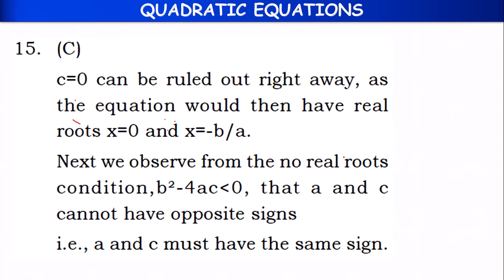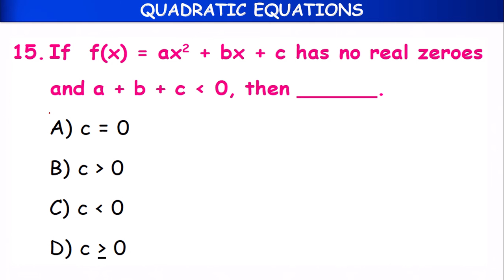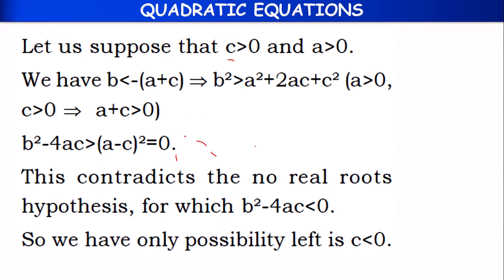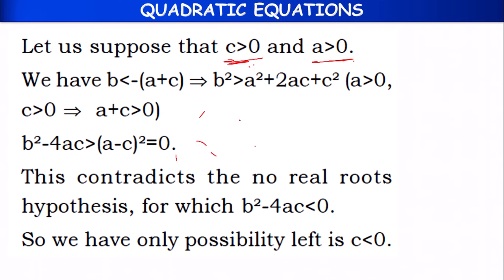So suppose in option B they have given C greater than 0. Let's try with C greater than 0. If C is greater than 0, both of them should have the same sign, then A also should be greater than 0. So in the question they have given one more condition, that A plus B plus C less than 0.